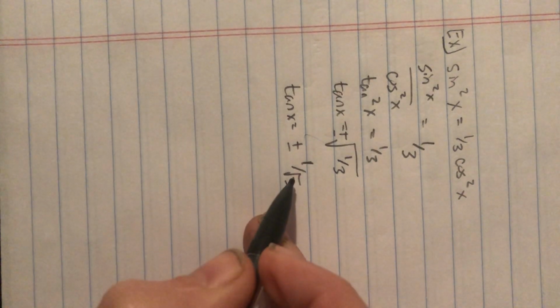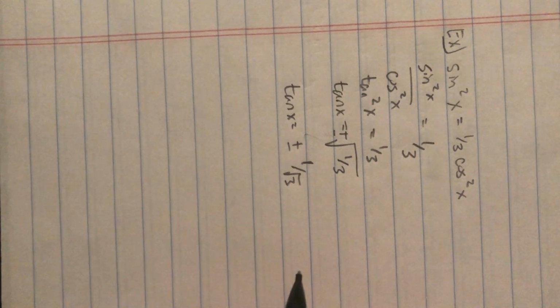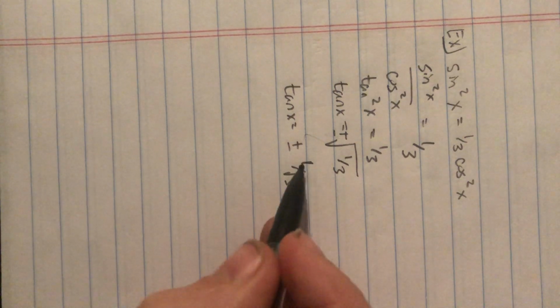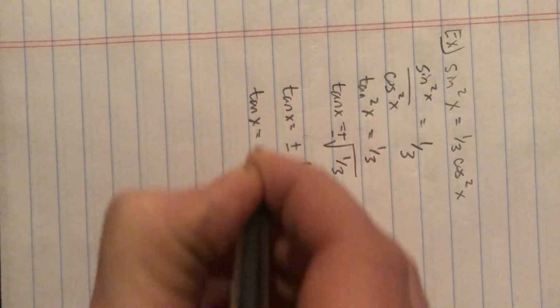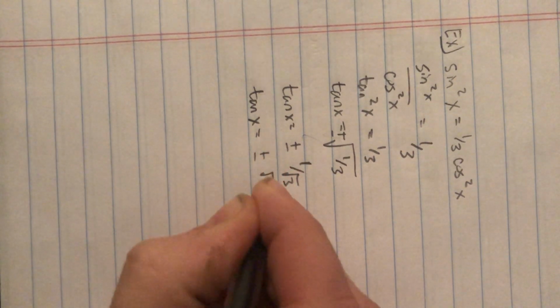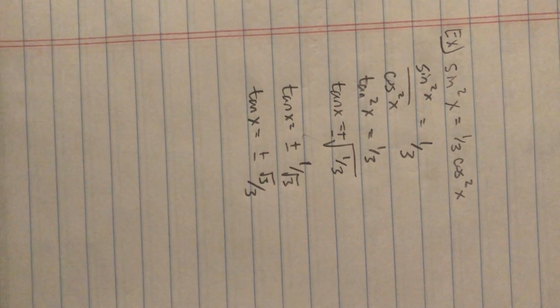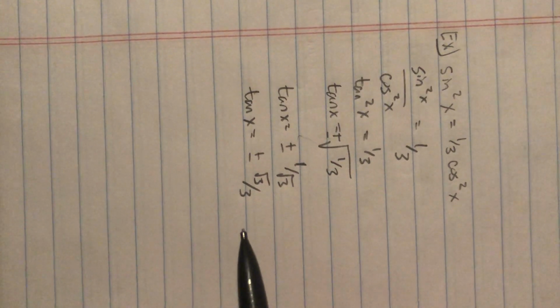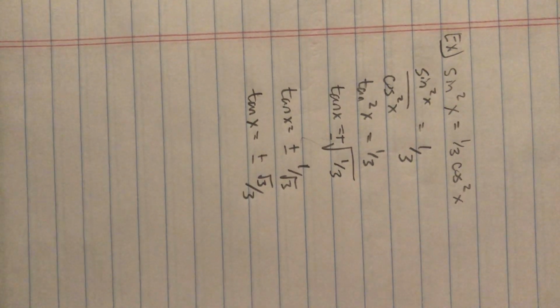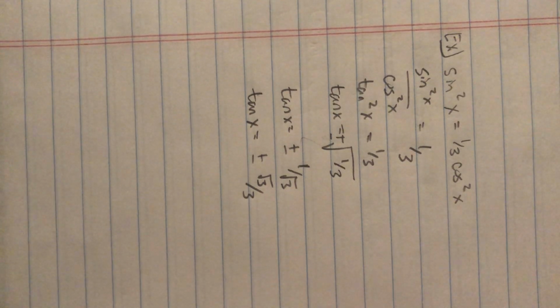Now the square root of 3 being on the bottom, we have to rationalize that. So multiply the top and bottom by a radical 3. That would give you radical 3 over 3. Okay, so again, you probably didn't memorize the tangent values for all of your unit circle.